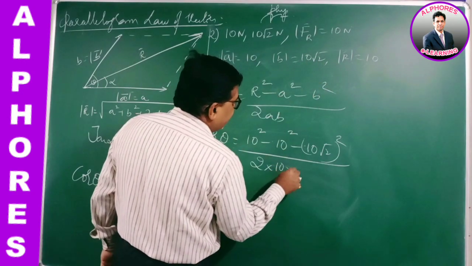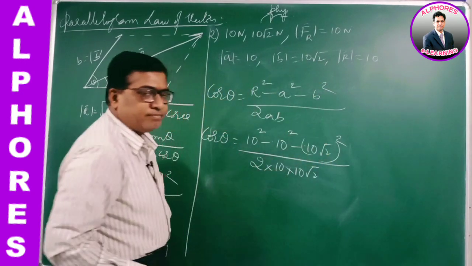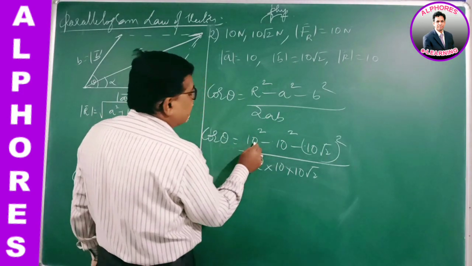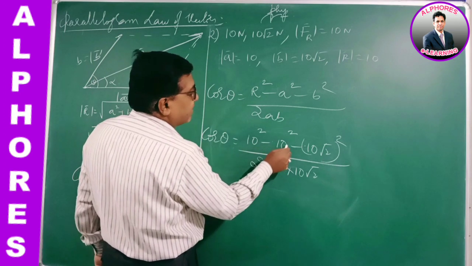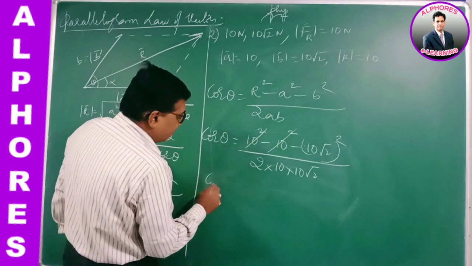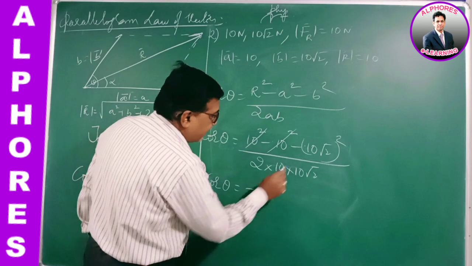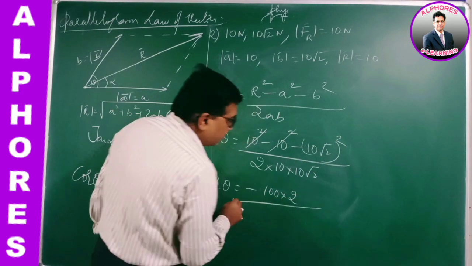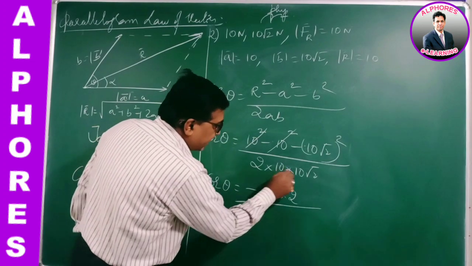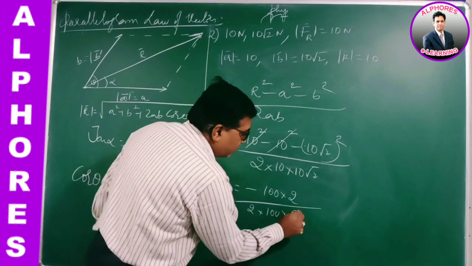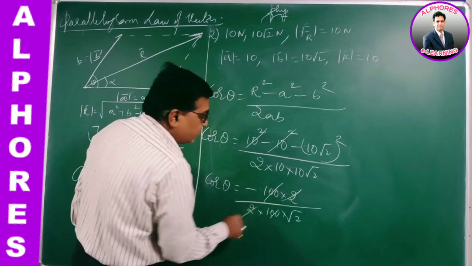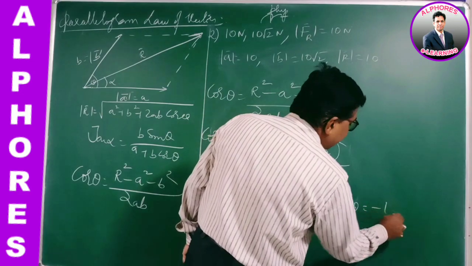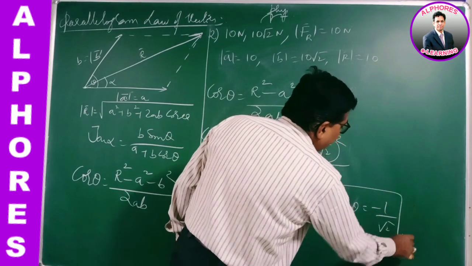So it's 2 times 10 into 10 root 2. Well, this is plus 10 square, this is minus 10 square. This is 100, minus 100, so these both get cancelled. So cos theta is equal to minus 10 root 2 square, 10 square is 100 into 2, by 2 into 10 into 10 root 2. So 100 and root 2 cancel. Therefore cos theta is minus 1 by root 2. Now this is the angle.